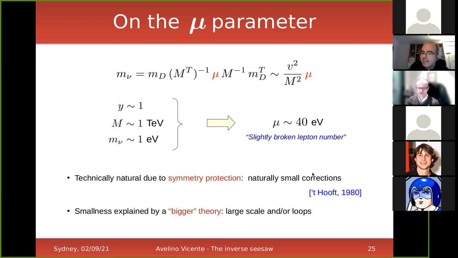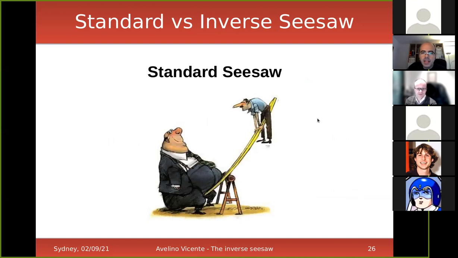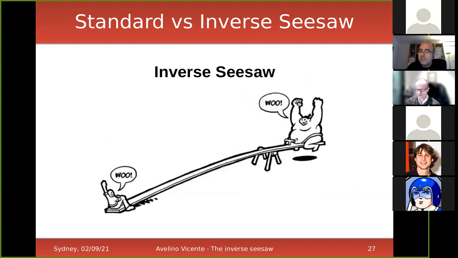Being technically natural, sorry, doesn't tell you about its origin. It just tells you that it's fine, okay? But of course, it is okay to ask yourself what is the origin of this parameter in a bigger theory, and there are people working on that, and there are several papers, even though not many. I think this is an interesting line of research that maybe we should pursue more in the future. Okay, so to compare, if the standard seesaw works thanks to the presence of a very heavy particle, in the case of the inverse seesaw, the crucial ingredient is a very small parameter, which is the mu parameter. So it works somehow the other way around.